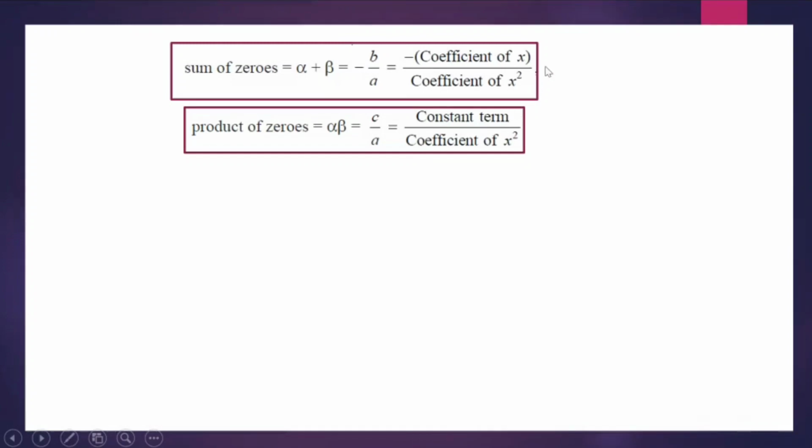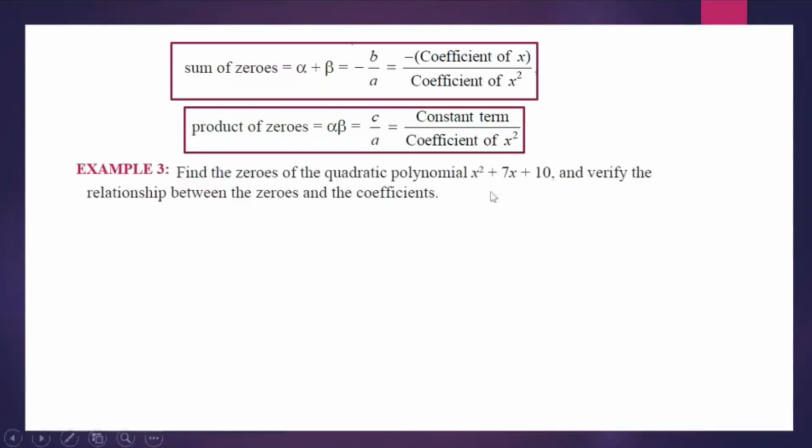Now, in your exams, you get a question to find the zeros and verify the relationship. Let us take up one of the questions of that sort. Find the zeros of the quadratic polynomial x square plus 7x plus 10 and verify the relationship between the zeros and the coefficients. Now, how do we find the zeros?